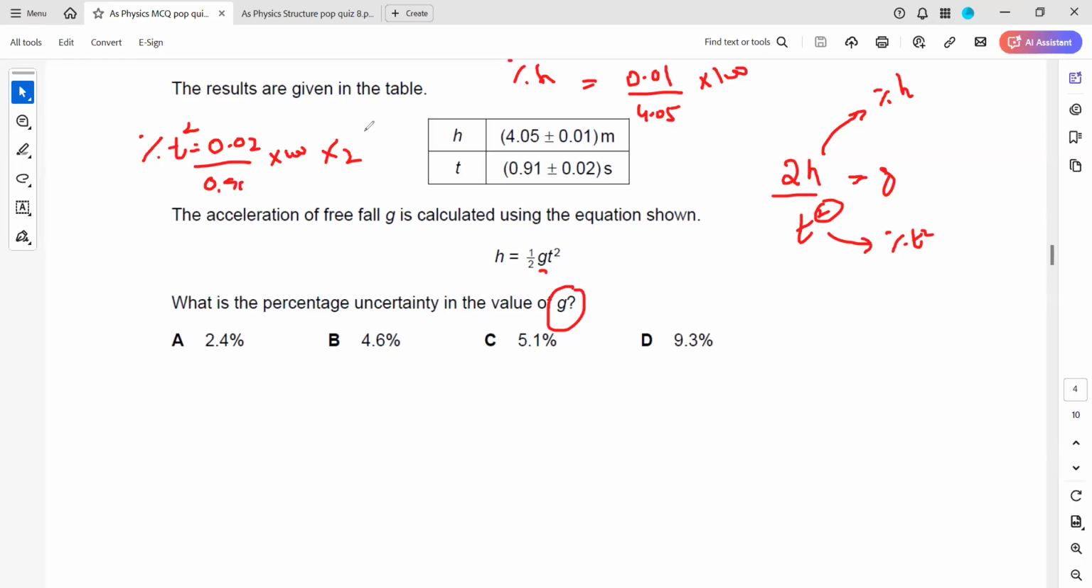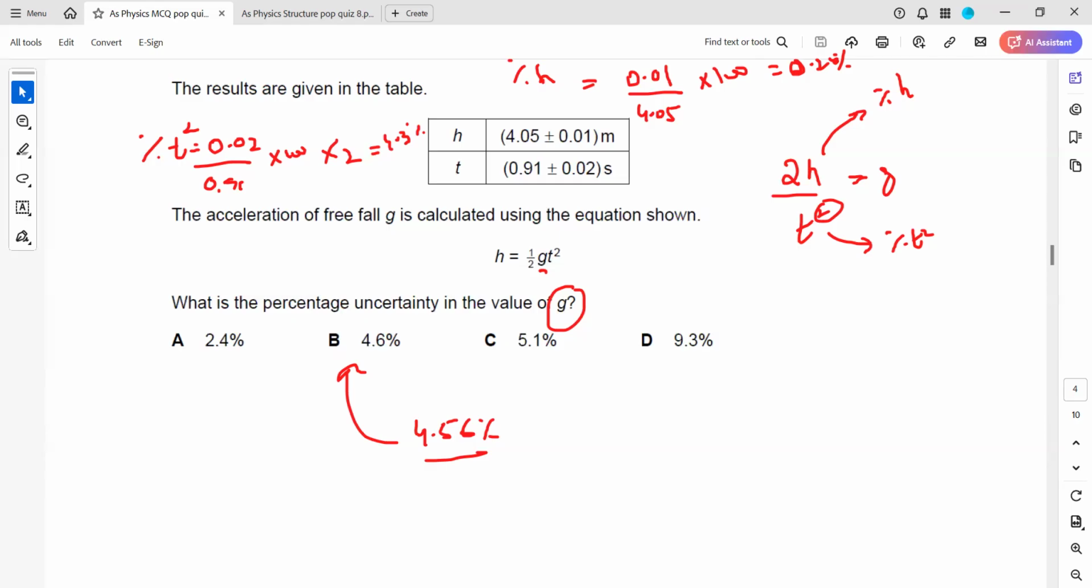So this will be 4.3%, and the percentage uncertainty in height is 0.24%. So 4.3 plus 0.24 will give 4.56%, and 4.56% is approximately 4.6. So B should be the right answer for this.